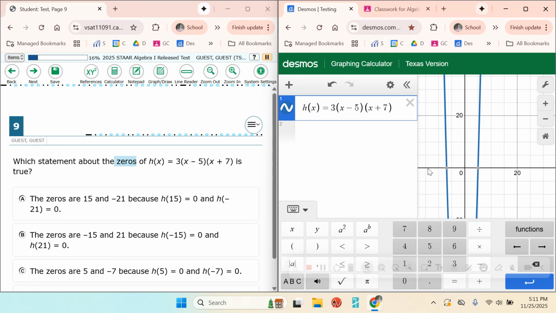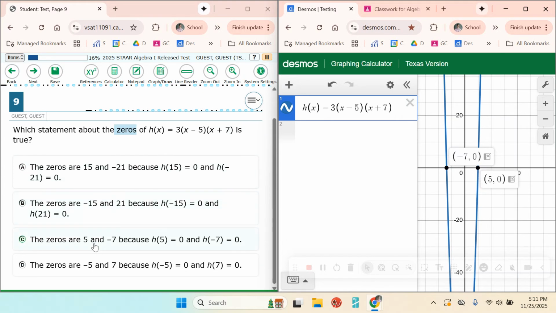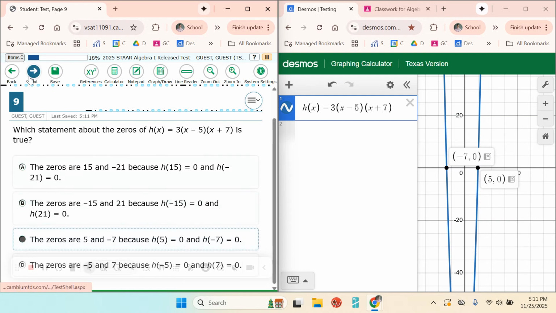Flat on the floor. So anything that crosses this line, and Desmos is so cool because look at all I got to do. Click, -7. Click, +5. Nope, nope. Yep, because +5 and -7. It kind of threw me off because of the order, but there's the 5, there's the -7. That's the one that's good to go.